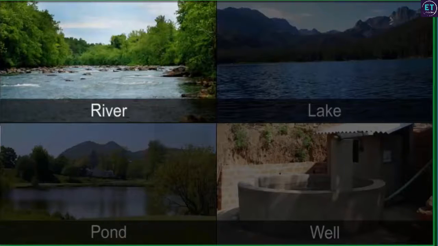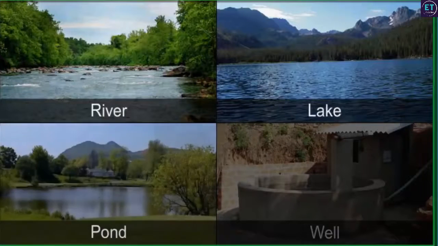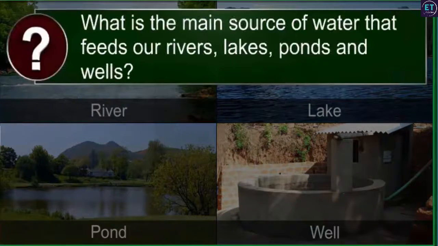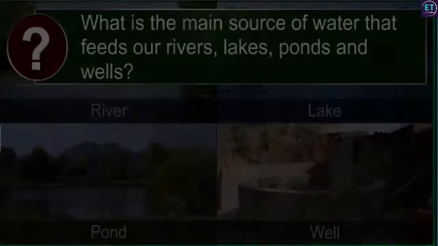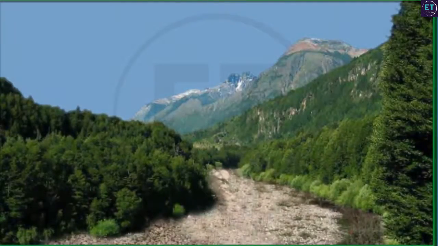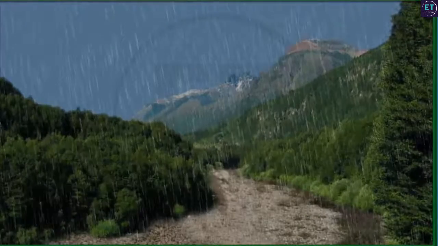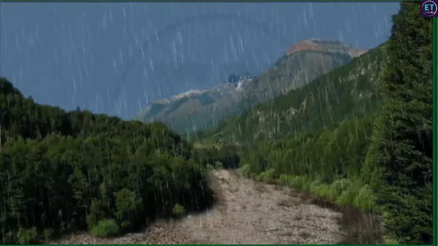Rivers, lakes, ponds, and wells are our main sources of fresh water. But what is the main source of water that feeds our rivers, lakes, ponds, and wells? The answer is rains. Rainwater feeds the sources of our rivers.